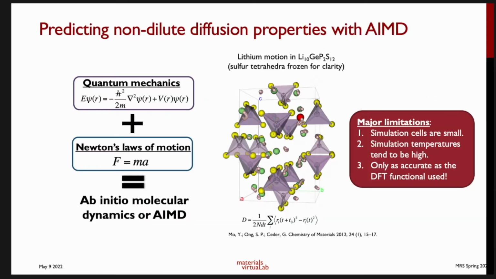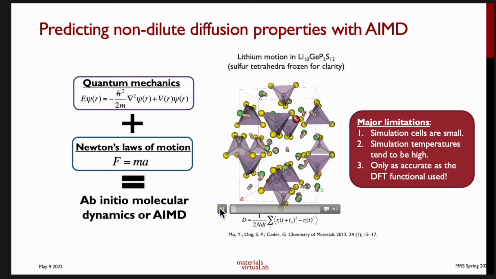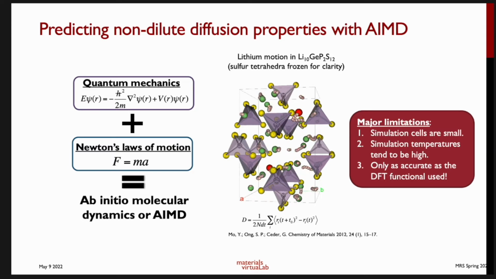Now, you have heard from Gert that in almost all his works, the way that you go about predicting ionic conductivity, at least for non-dilute diffusion, is primarily done using ab initio molecular dynamics. Ab initio molecular dynamics is basically combining the equations of quantum mechanics to calculate things like the forces, and you combine them with Newton's laws of motion, and then you just let the atoms move around. Once you let the atoms move around, you can apply the equations of kinetics and try to derive things like the diffusivity.